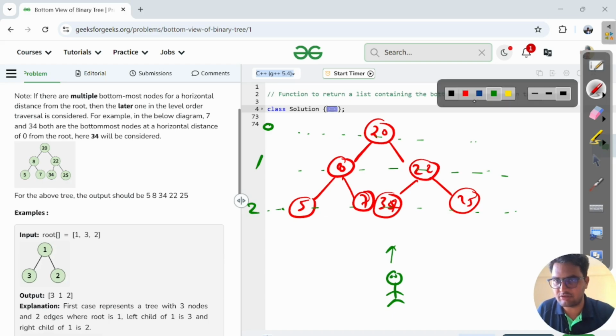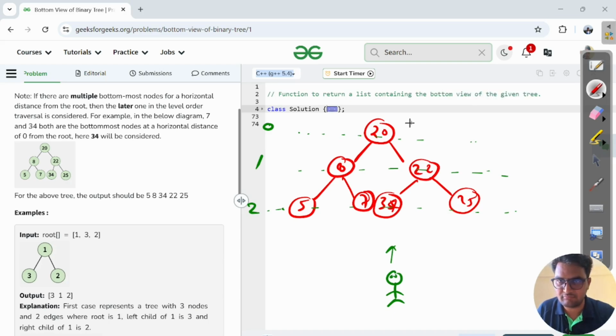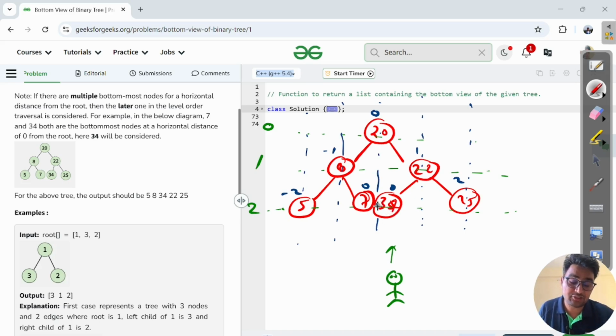So let me draw lines as well here. So these are the distance lines. The vertical lines would be distance lines, and the horizontal lines would be level lines. So see here, 7 and 34, these are at the 0 distance. Distance is 0, 0, 0. We have already calculated this a couple of minutes back, 1, 2, this is -1, this is -2. So these 7 and 34 would be at 0th distance, and these are on the same level.